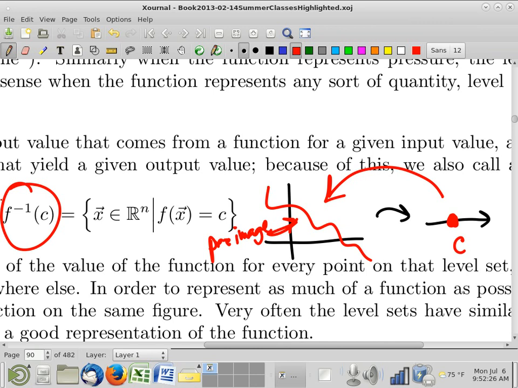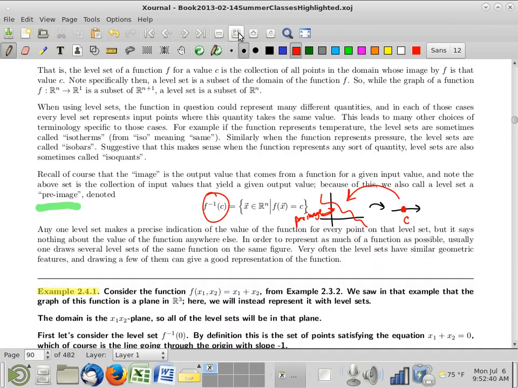But in particular, it's indicative that we're taking an output value and moving backwards through the function to get corresponding input values. Okay, so the notation's very common, and the terminology is also not rare. So be on the lookout for that terminology, preimage, and that notation. Okay, so let's see an example.